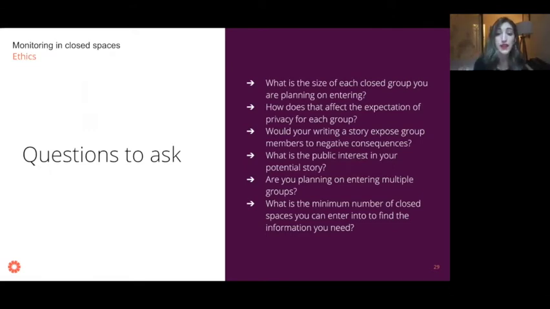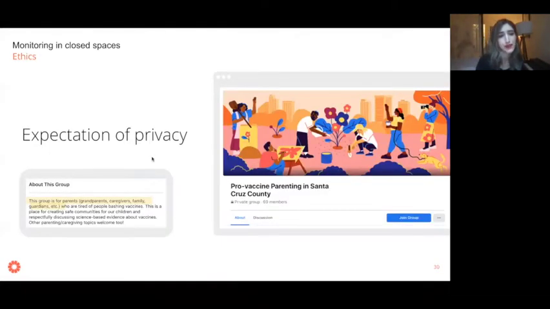Are you planning on entering multiple groups? And what is the minimum number of closed spaces you can enter in order to find the information you need? So always try to minimize how invasive your practices are if you're doing research that involves closed messaging apps. I mentioned this just a minute ago, but this expectation of privacy is really important to think about.